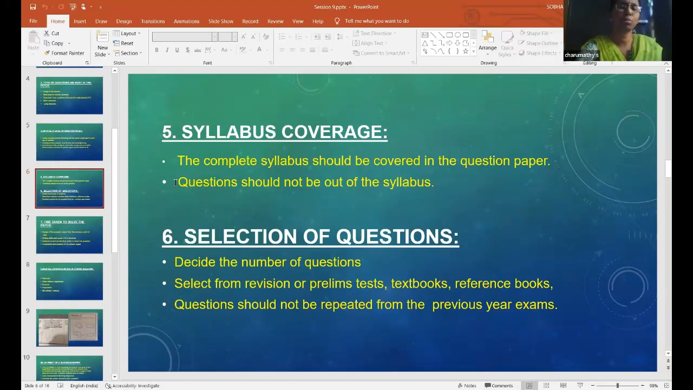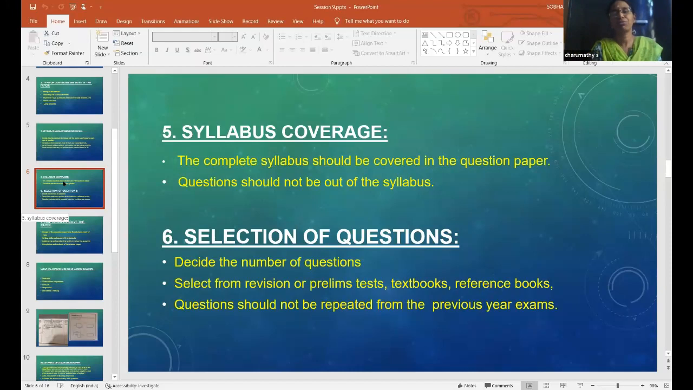And ma'am has already told about this. The entire syllabus or the portions that have been prescribed for that particular term exam or unit test or periodic test should be covered in a proper way. So the weightage given for each subtopic or topic should be taken into consideration. Please see to it that it is not deviated. And if it is not given to you, the first step for the teacher is to make an allotment of the topics with their weightage.